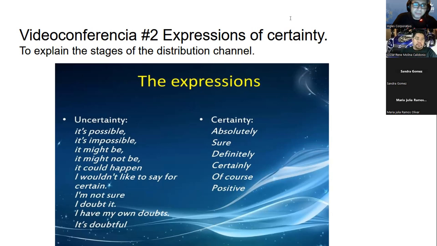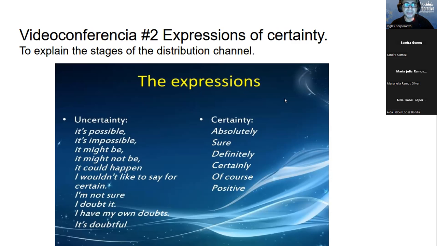Do you know what doubt is? Where it says, I doubt it. What is that? Duda. Very good. Lo dudo. I doubt it. Nah, I don't think so. Okay. Very good. If we don't have any questions, we're going to continue.